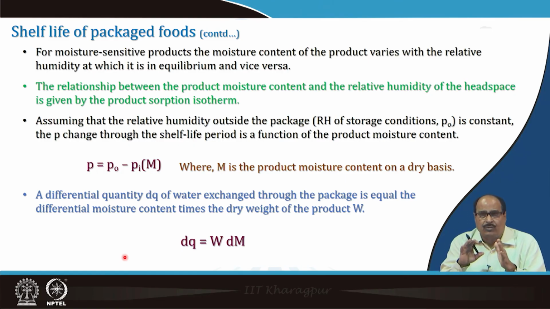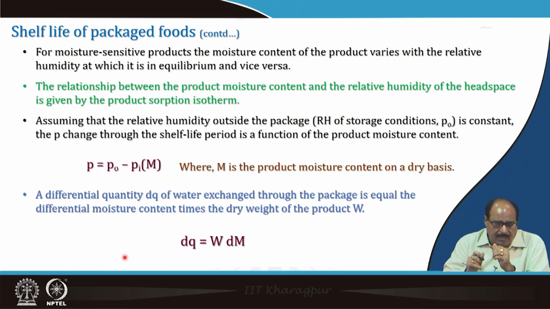that is at a storage condition, Pa, is constant, the driving pressure P changes through the shelf life period as a function of the product moisture content, like P is equal to P0 minus Pi(m), where m is the product moisture content on a dry basis. We have assumed that the RH of the storage environment is constant. So a differential quantity, dq, of water exchange through the package is equal to the differential moisture content times the dry weight of the product, that is dq is equal to W multiplied by dm.